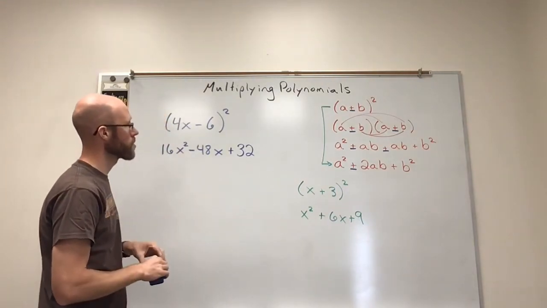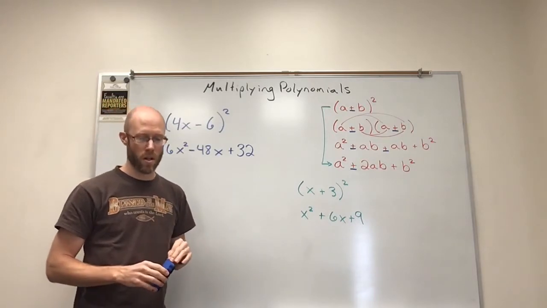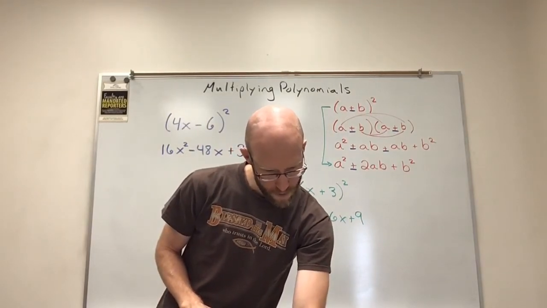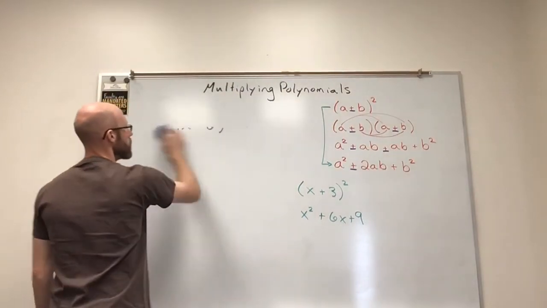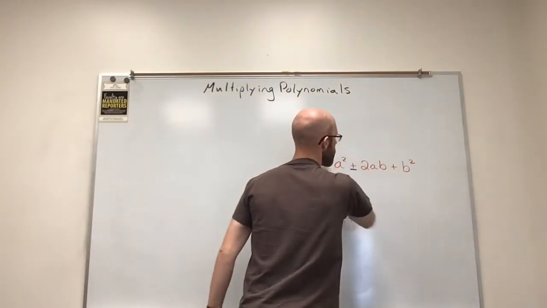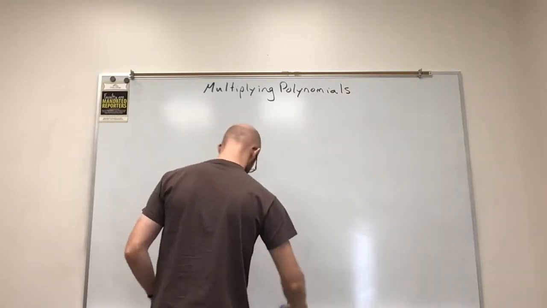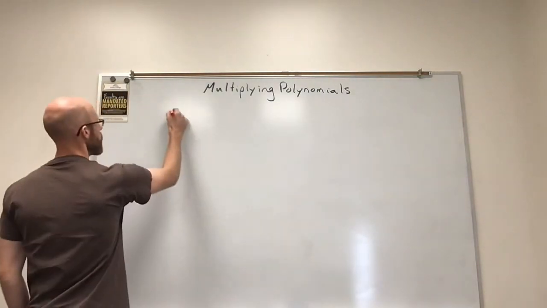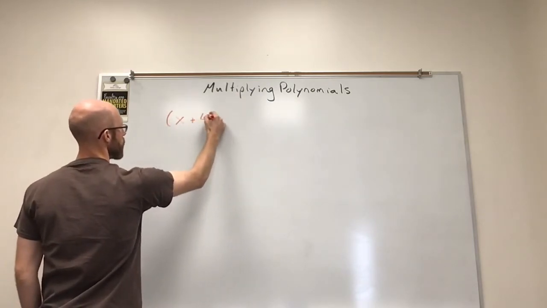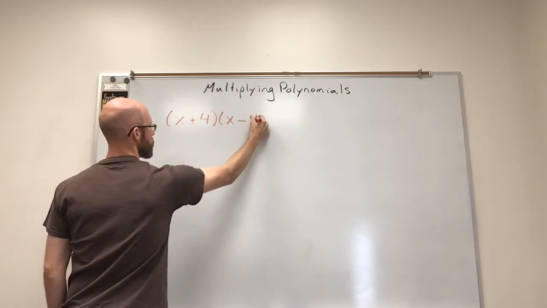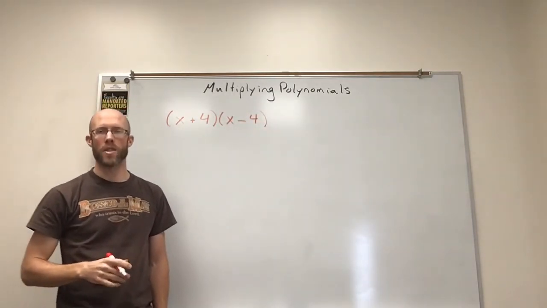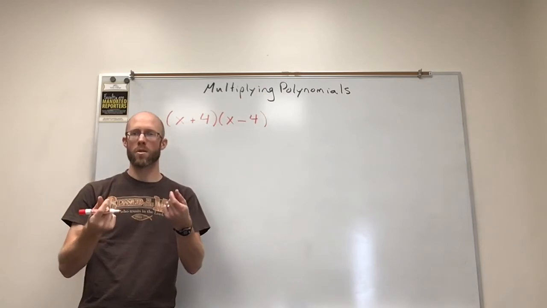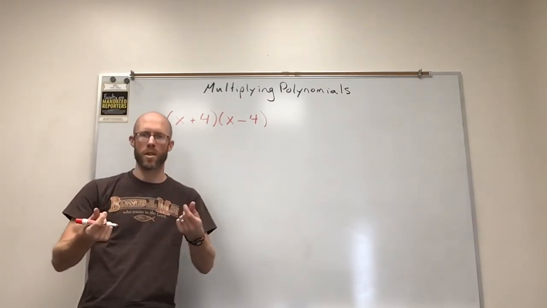Now, let's look at one other special case. I think it's the only other one we'll deal with. I'm just going to double check. Yep. Okay, so the other special case is where you have a binomial, like x plus 4, and something called its conjugate, x minus 4. Now, the idea of a conjugate is a pair of binomials where the middle sign or the middle operation is different. One's a sum and one's a difference, okay?